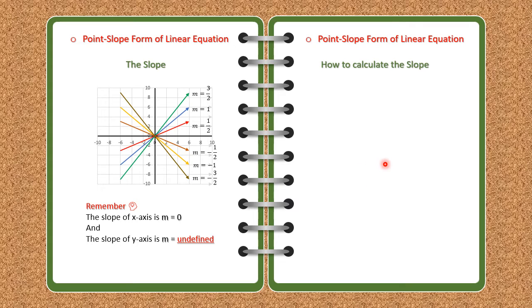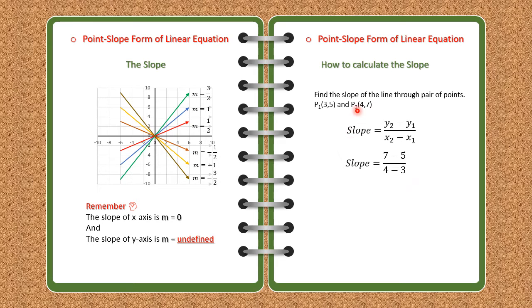Now, how to calculate the slope? Just an example: find the slope of the line that has a pair of points. Point 1 is (3, 5) and point 2 is (4, 7). We will use the slope equation, delta y divided by delta x, which is y2 minus y1 divided by x2 minus x1. Here that is 7 minus 5 divided by 4 minus 3, and it will give you 2.